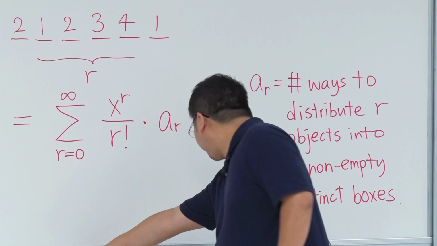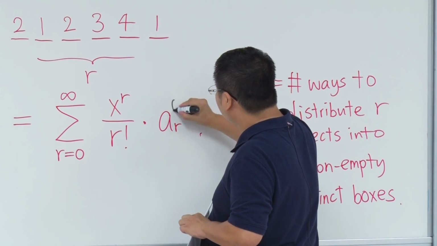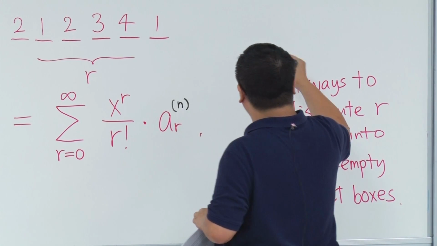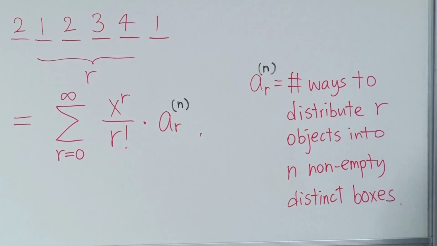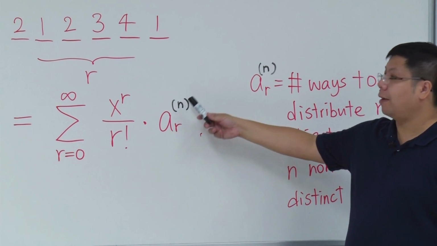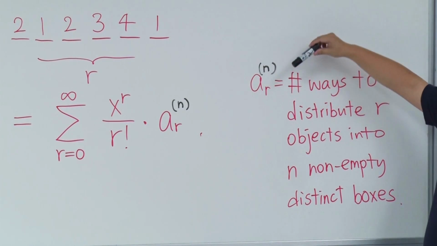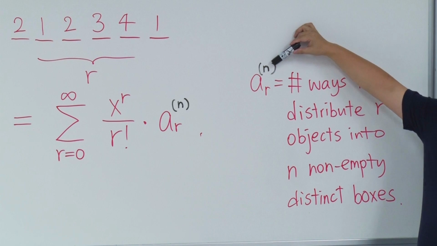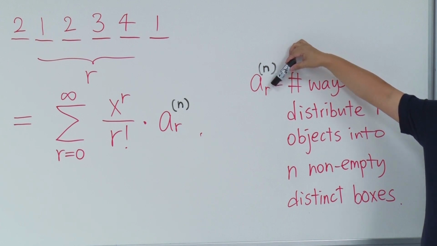So here we are talking about the case of n. So let me give a subscript of n here to represent this. So we can have AR1, we can have AR2, we can have AR3, and we can have ARN. So ARN specifies that we are putting objects into n boxes. So this is about the case where we have n boxes. And then we are going to put our objects. Is that okay? Good.